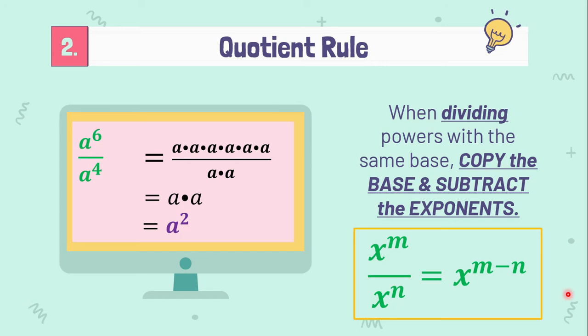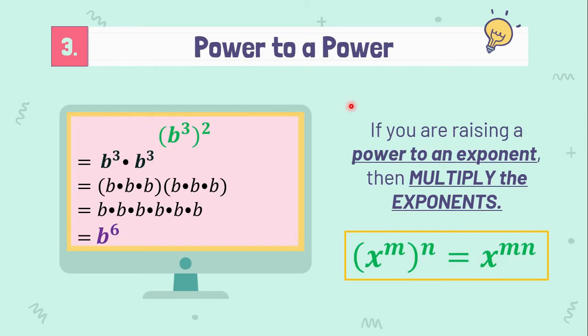Number 2 is the quotient rule. It states that when dividing powers with the same base, copy the base and subtract the exponents. You have x raised to m divided by x raised to n, that is equal to x raised to m minus n.